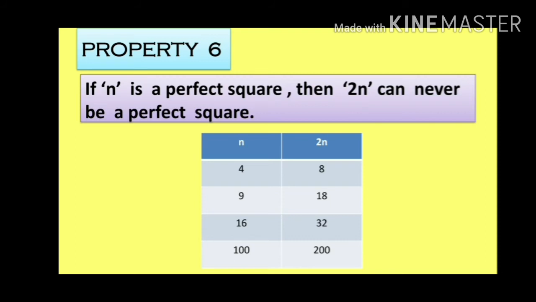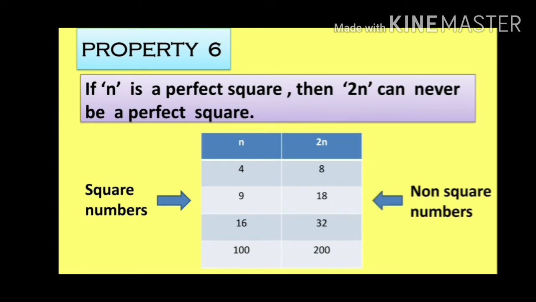Similarly, take 9. 9 is the square of 3. But 9 twos are 18. Now 18 is not a perfect square. So here we can say that if n is a perfect square, then double of it, that is 2n, will never be a perfect square. Or similarly, we can say 100. 100 is the square of 10. So 100's double is 200. Now 200 is not a perfect square. So you can see here the square numbers are 4, 9, 16, but if the square numbers are doubled, they will be non-square numbers.